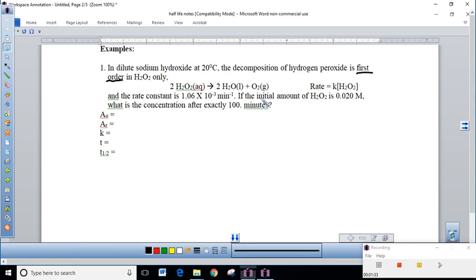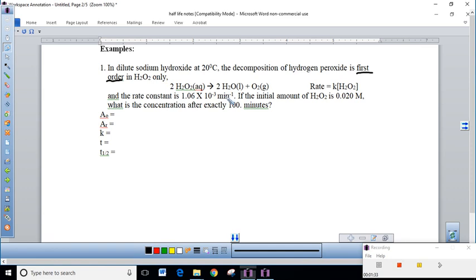It says if the initial amount of hydrogen peroxide is 0.02, what is the concentration after exactly 100 minutes have gone by? It is important to notice that this is in minutes, and you would want to check your K and make sure that it's also in minutes, per minute to be exact. If not, you would have to change the time to match your K. You probably don't want to change your K. So always match your time to your K's unit. That's going to be important.